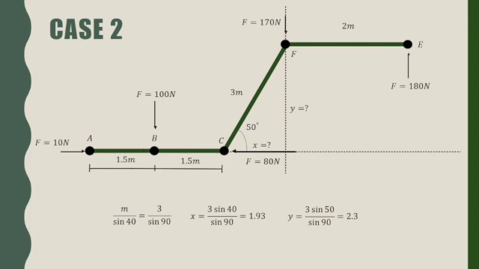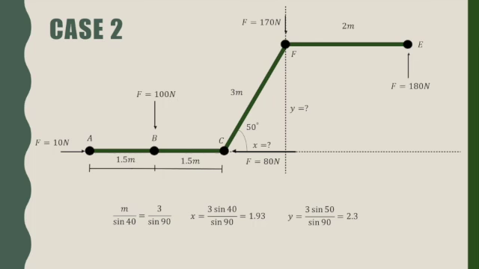First, we need to calculate the y distance and the x distance. For this, we need to use the law of sines with the sine of 50 and the distance between C and F. So we calculate that x is 1.93 meters and y is 2.3 meters.